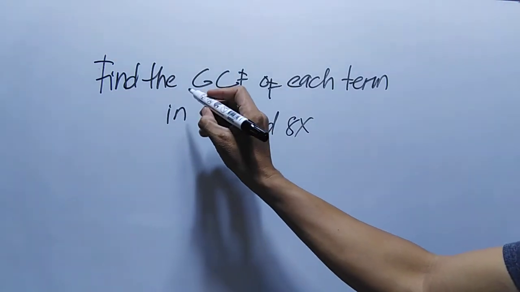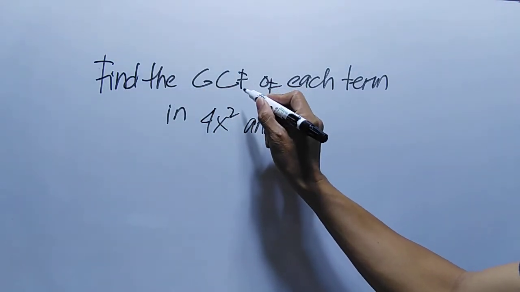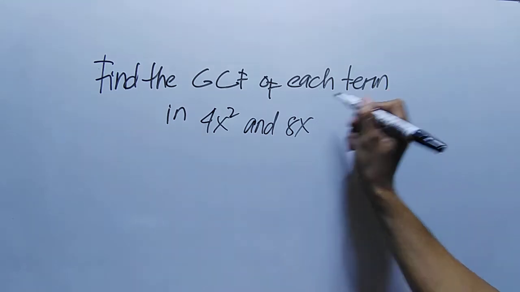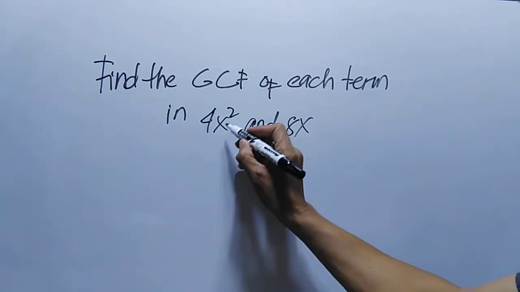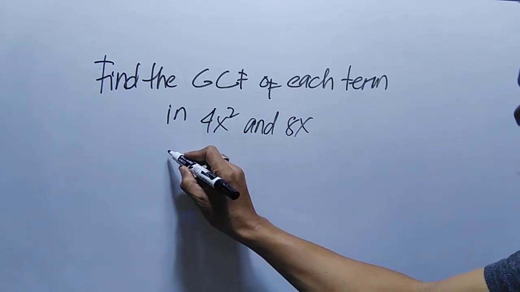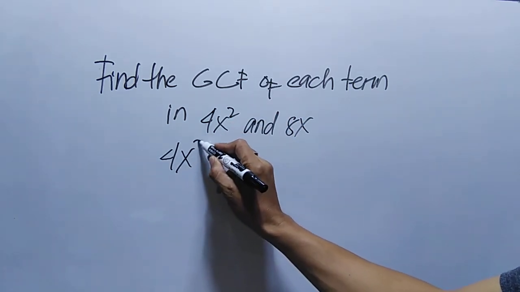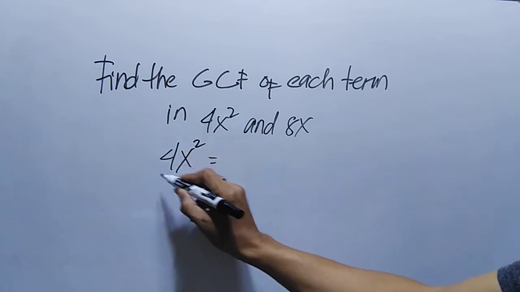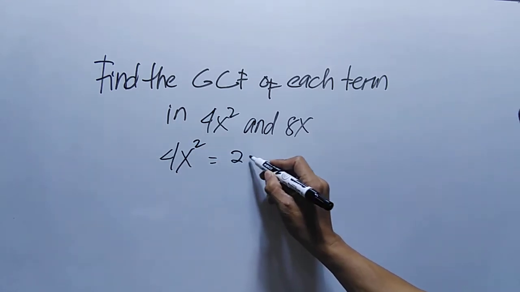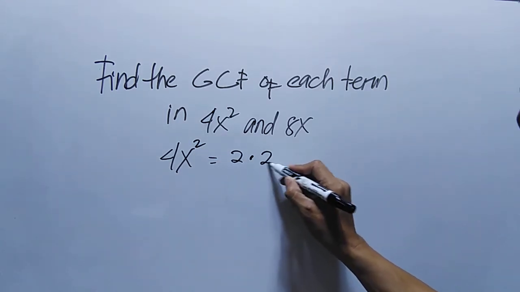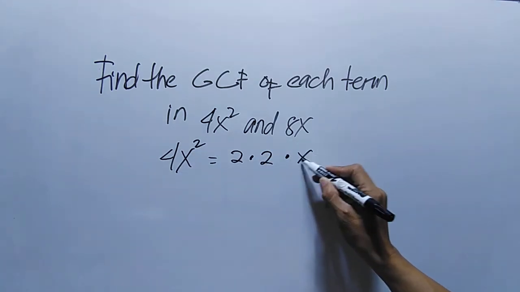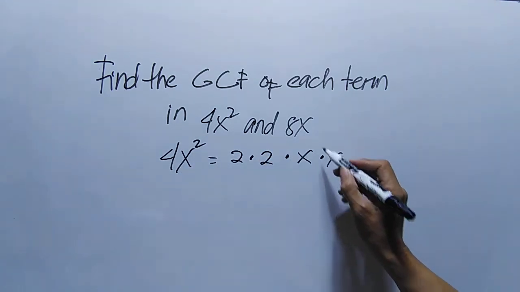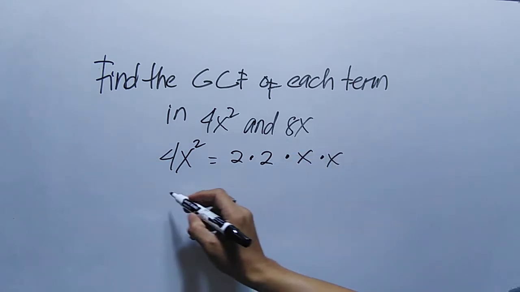Okay, we will find the greatest common factor or GCF of each term in 4x squared and 8x. Unahin muna natin si 4x squared. So, 4x squared, si factor natin yan si 4 una, si 2 times 2. And then, merong dalawang x times x. Okay, next, we have 8x.